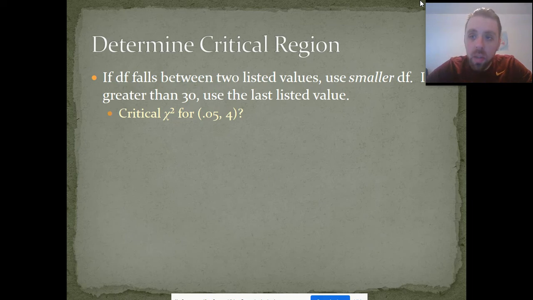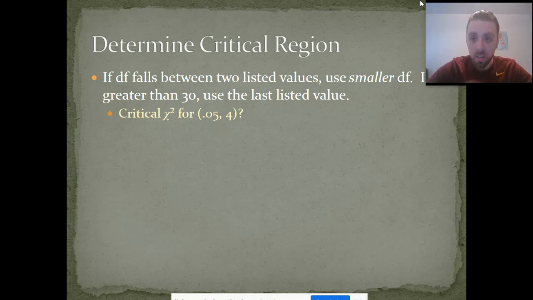To determine the critical region here, I'm looking right at that. But if your degrees of freedom falls between 2 listed values, once again, use the smaller degrees of freedom. If your degrees of freedom is greater than 30, which I can't imagine it ever would be, that would require a tremendous amount of hand calculations, you simply use the last listed value.